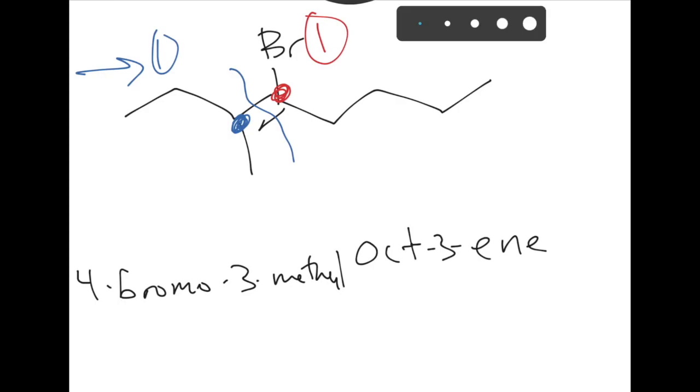So this is, we're going to pretend it's out front. Z, 4-bromo, 3-methyl, oct3ene. Right, so when the two high priority groups are on the same side, it's Z. When they're on opposite sides, it's E. And you use E and Z when you don't have hydrogens on each of your vinyl carbons. Seem good?